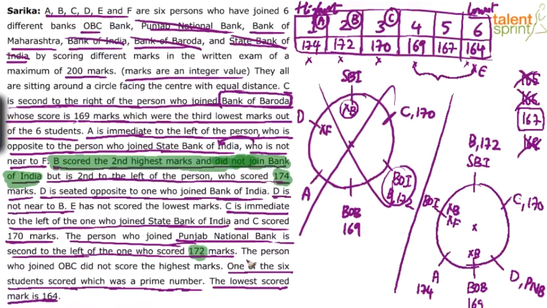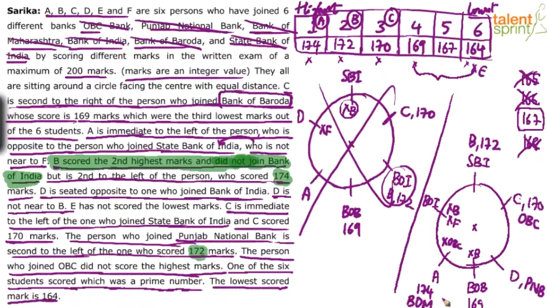What are the other points? The person who joined OBC did not score the highest marks. Highest marks is 174. OBC cannot come here, because OBC did not score the highest marks. If OBC cannot come here, the only place where OBC can come is this, because all other banks have been fixed. BOI, SBI, PNB, BOB are fixed. So OBC has to come here. And the moment OBC is fixed there, the only bank we are left with is Bank of Maharashtra, and Bank of Maharashtra has to come for A.